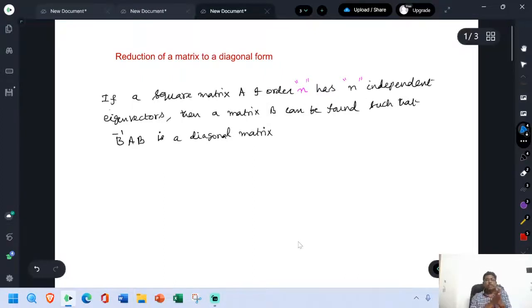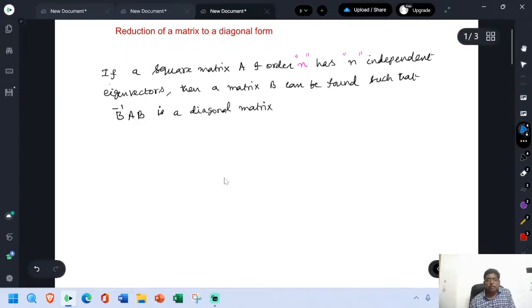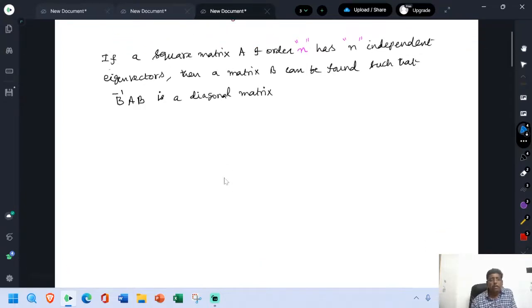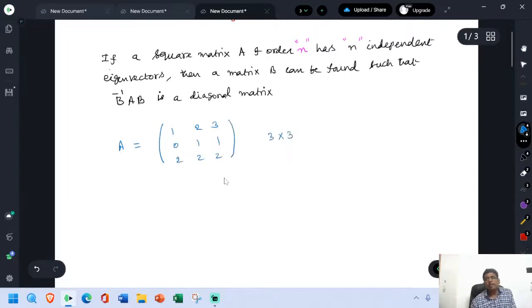In this presentation, we have to talk about reduction of a matrix to a diagonal form. Say a matrix is given to you, and the given matrix is a square matrix of order 3 by 3. So, for example, A equal to 1, 2, 3, 0, 1, 1, 2, 2, 2. This is a 3 by 3 square matrix.